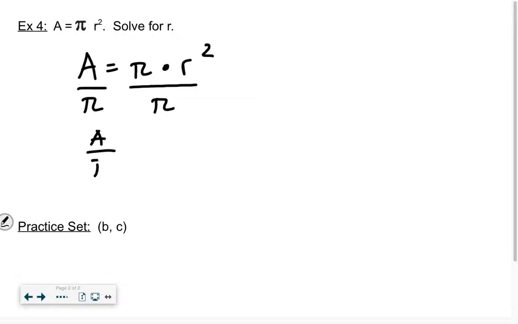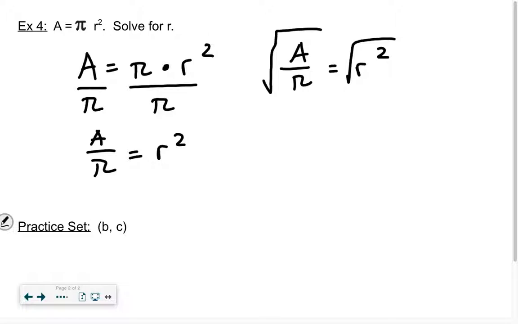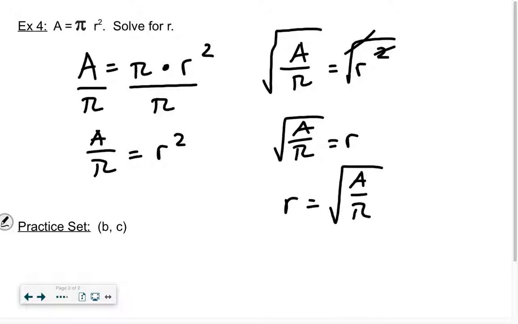So we have A over pi is equal to R squared, and now we need to get rid of that exponent of 2. Now this goes back to the very first semester when we talked about exponents and how we get rid of them. Pythagorean theorem, how do we get c by itself? Well, we have to take the square root of both sides. Therefore, if I have A over pi is equal to R squared, I simply need to take the square root of both sides. Those two cancel, and I get the square root of A over pi is equal to R. Or R is equal to the square root of A over pi.